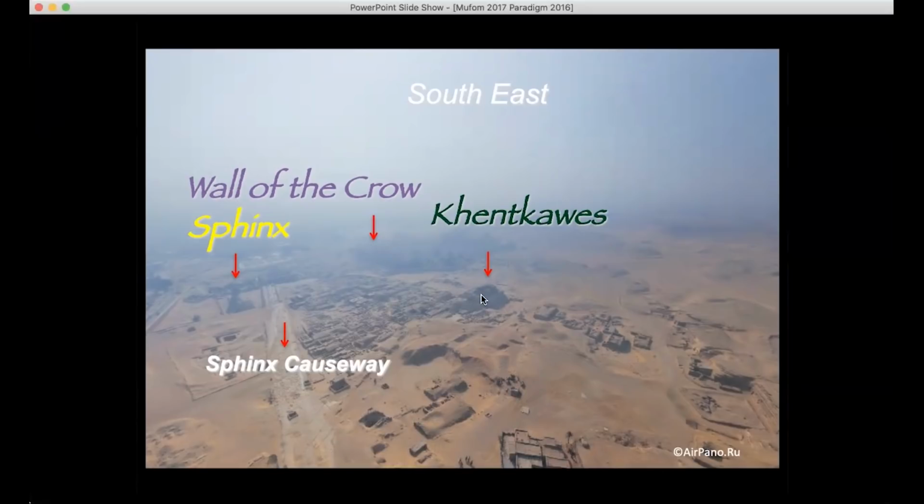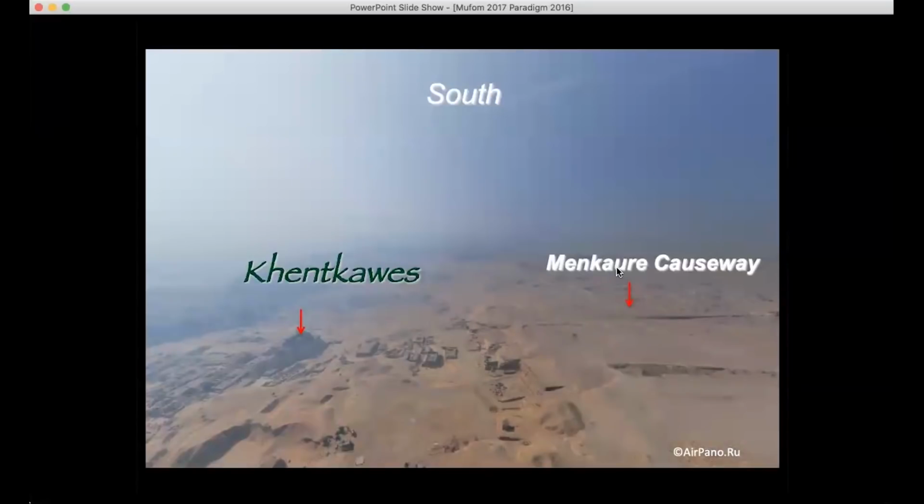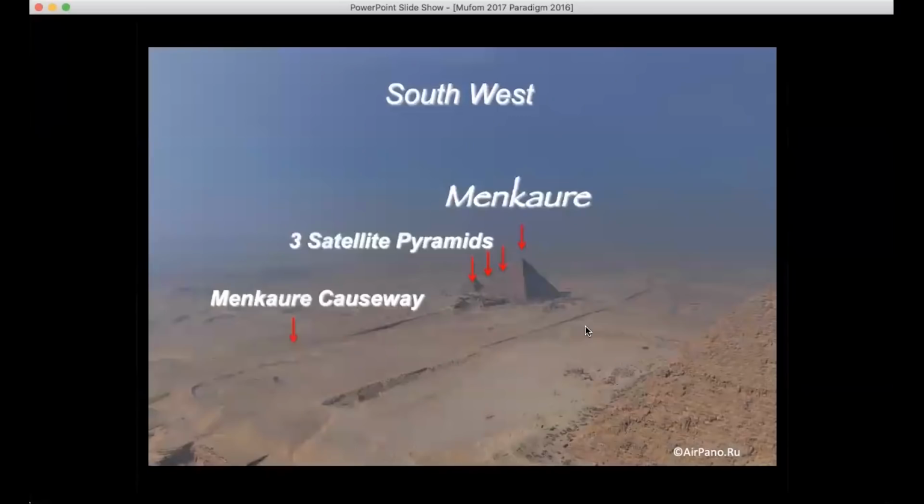Okay, now we'll turn another 45 degrees, and it's a little hard to see here, but there's the Wall of the Crow. It's to the southeast of the Sphinx. That's a very important feature, as well as Kenkawais. That's another temple that is to the southeast there as well. And we'll keep turning here.